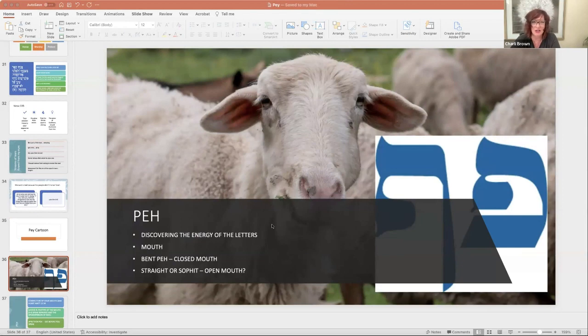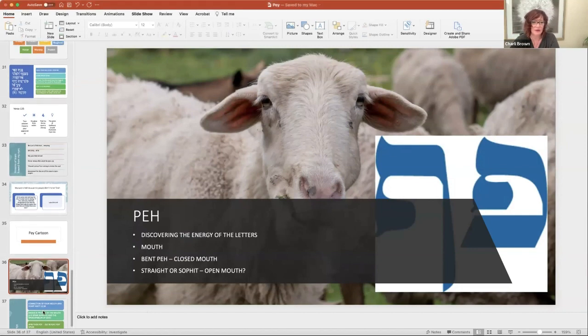But wasn't that beautiful in that cartoon where he was like, I see the bet inside? When you see the house, when you see all the amazing things that are built in the house and protected in the house, then that's what comes out. But if your house is full of junk, junk is what comes out, right? It means the mouth. A bent Peh means a closed mouth, and that straight sofit means an open mouth. So think on those things.